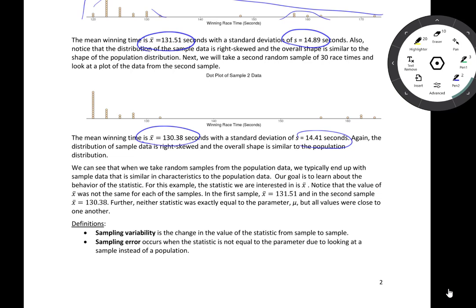And one of the questions we might ask is, how often is the sample mean close to the population mean? In other words, what kind of variability are we seeing in that sample mean? And so the idea here is we're going to look at the sampling variability, which is that change in the value of the statistic from sample to sample. And then we're also going to look at the idea of sampling error, which is, we recognize that the statistic is not equal to the population parameter, but how large is the sampling error? You know, is it big? Is it small?